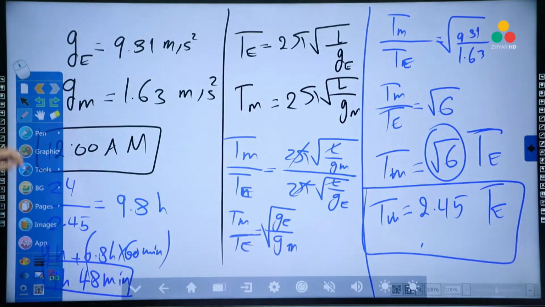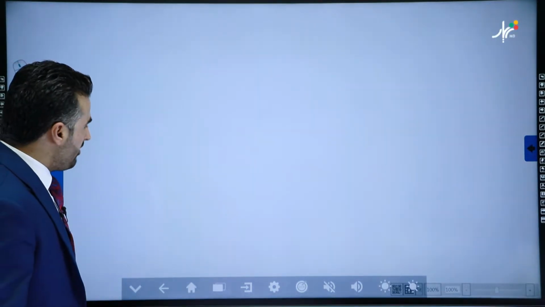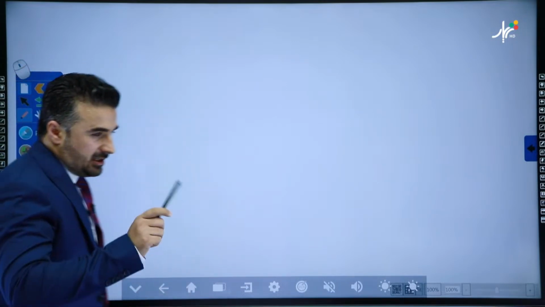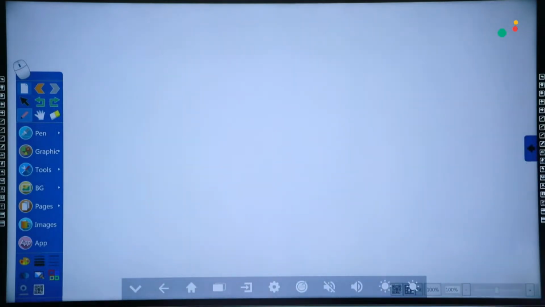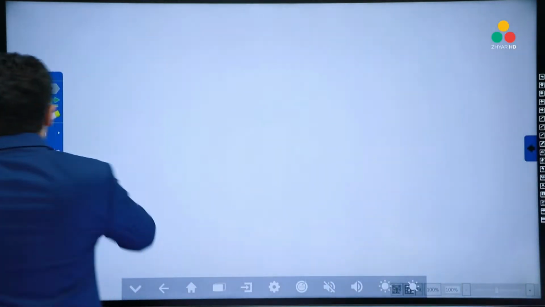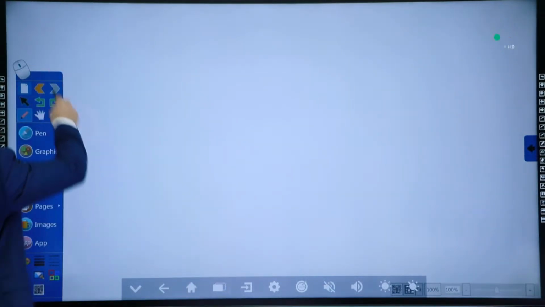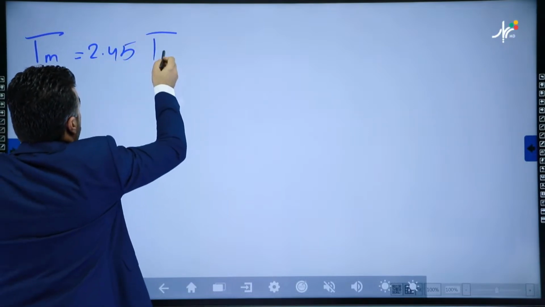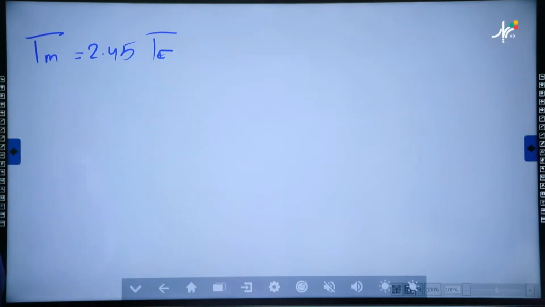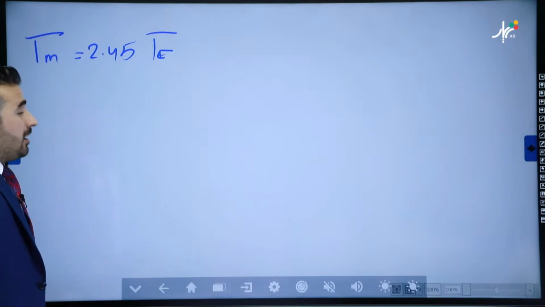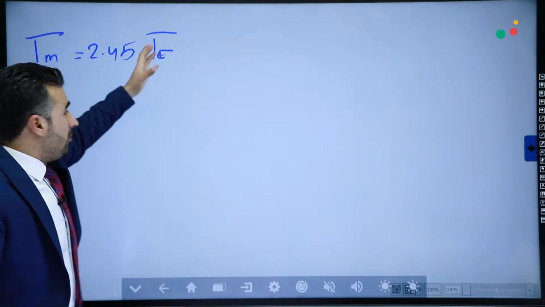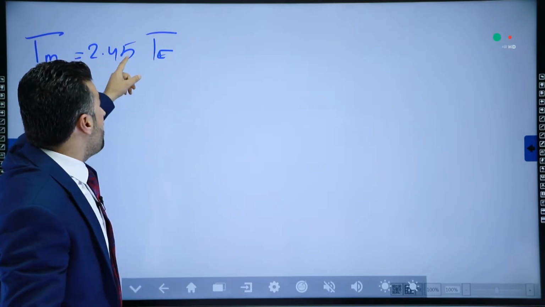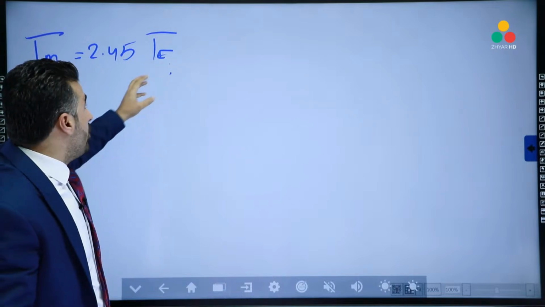You might ask, how is this possible? There's another way to double check this. Let me get a calculator. Remember, the time on the moon will be 2.45 times the period on the Earth. Which means that if it takes one period on the Earth, it will take 2.45 times more time to complete one swing.